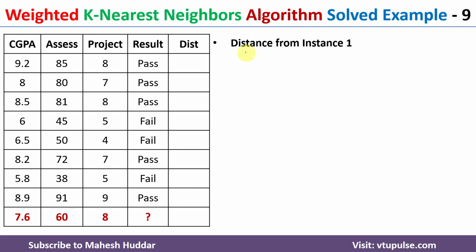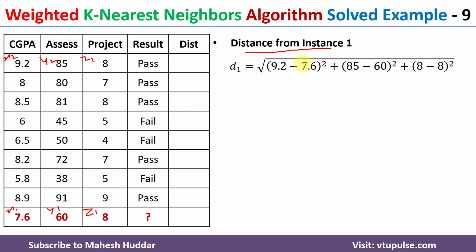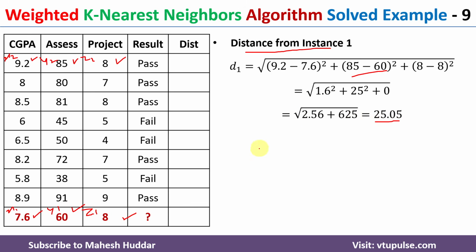So first we will calculate the distance from instance 1. In this, the new student data will become x1, y1 and z1 and the training instance data will be x2, y2 and z2. So the Euclidean distance between the training instance and test instance will be the square root of (9.2 minus 7.6) squared plus (y2 minus y1, that is 85 minus 60) squared plus (z2 minus z1, that is 8 minus 8) squared. Once you simplify this, we get d1 equal to 25.05.